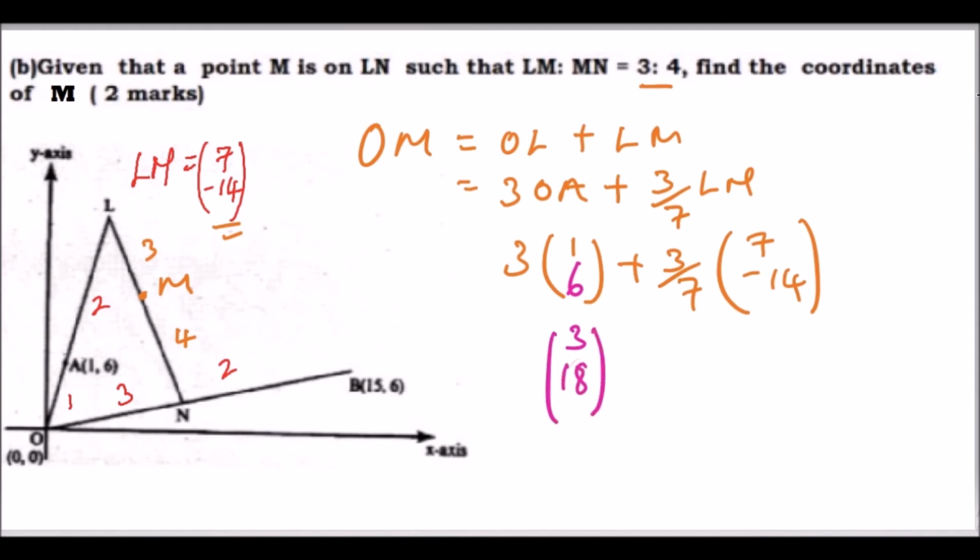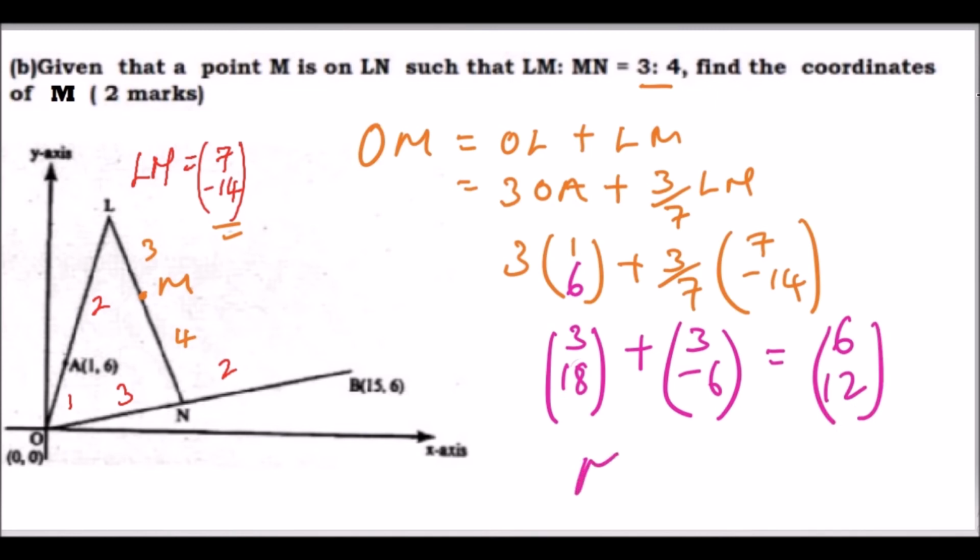So plus, when you multiply here, 3 over 7 times 7 will give you 3, and this will give you minus 6. So this is equal to 3 plus 3 is 6, and 18 plus minus 6 is 12, meaning the coordinates of M are (6, 12), and that is how you work out that to get 2 marks.